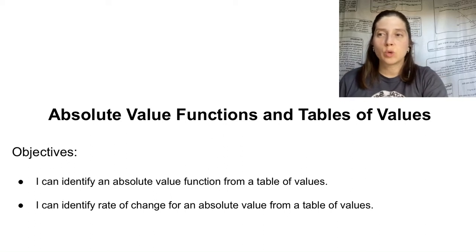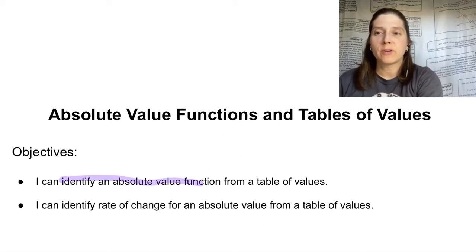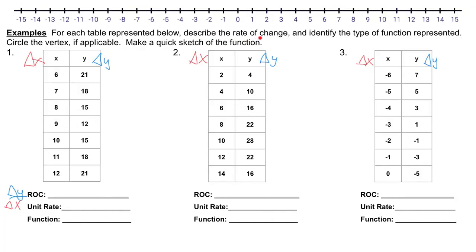After today's lesson, you will be able to identify absolute value functions given a table of values and identify the rate of change for an absolute value function given a table of values. For each of these tables, we're going to describe the rate of change. We're going to identify the type of function, circle the vertex if applicable, and make a quick sketch of the function just in the blank space between the graphs.